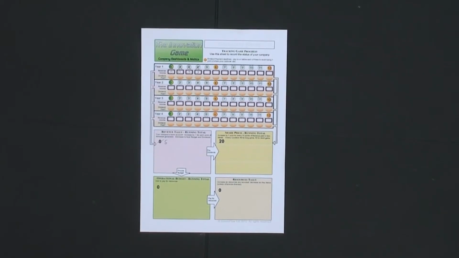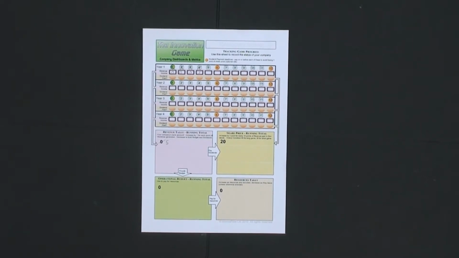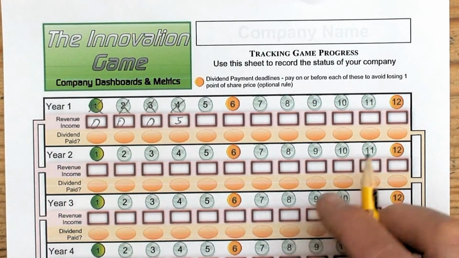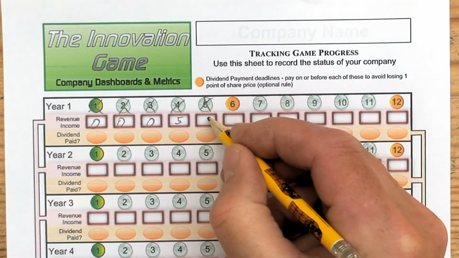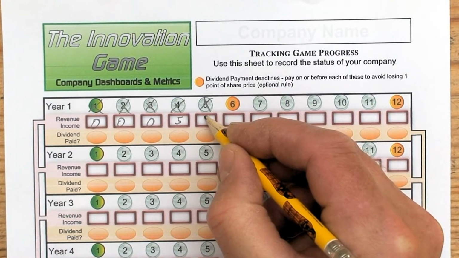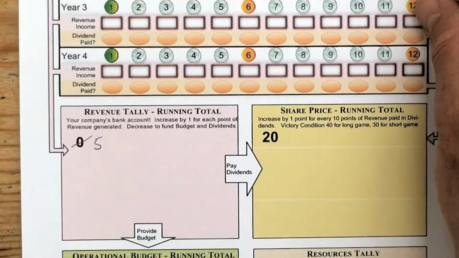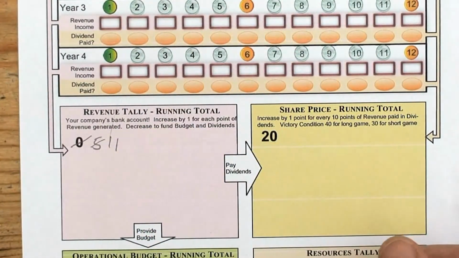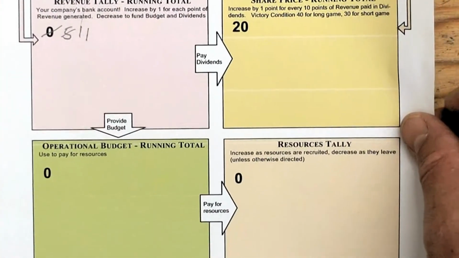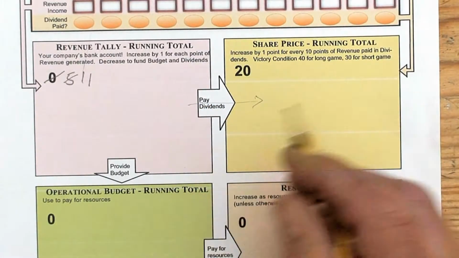The score sheet is used to keep track of the state of your company. Basically, it tracks your income and expenditure. So, we can use this to mark the passage of the turns, and then for each turn we can record the revenue that we receive from our products, and we can take that score down to our revenue tally, which is basically our bank account. It keeps track of our money in the bank. If we wish at this point to pay a dividend, we can move money from the revenue tally into the shareholder dividend box.